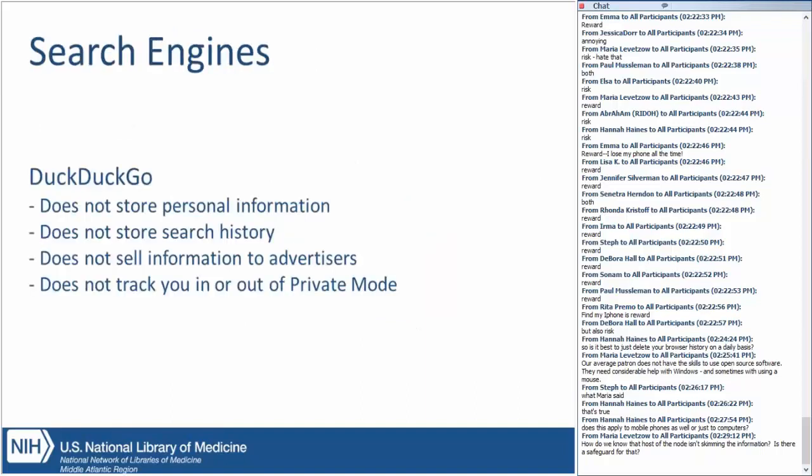And now that we know a bit more about browsers and privacy, we want to consider how secure and private our search engines are. DuckDuckGo is a great example of a search engine that prioritizes privacy. So they do not store personal information or search history, which means they don't have any information to sell to advertisers, and they don't track you in or out of private mode. DuckDuckGo is really easy to install and use, which makes it a perfect first step in taking control of your online presence.